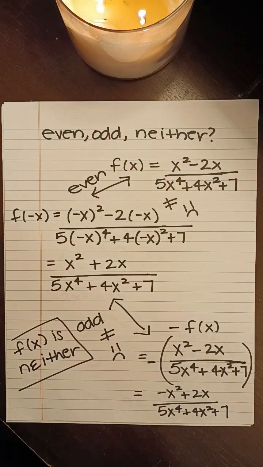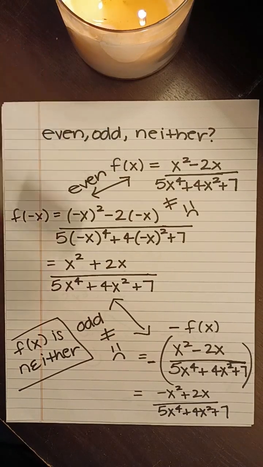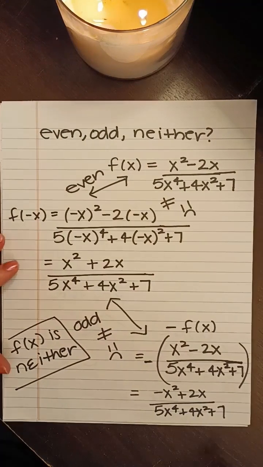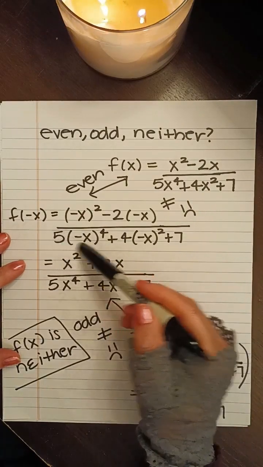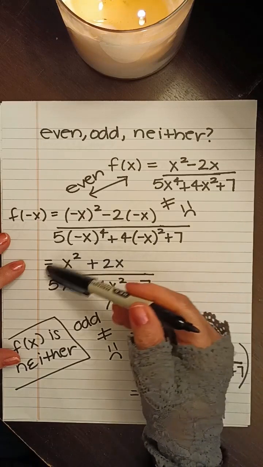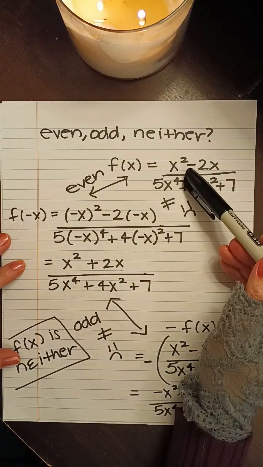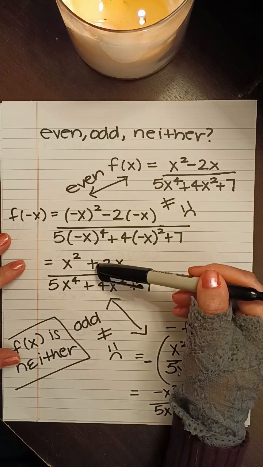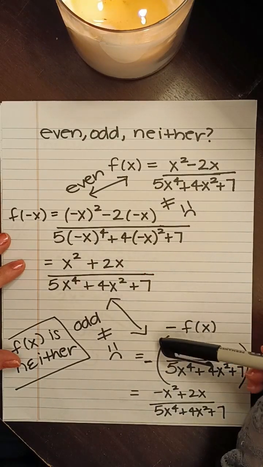So just a quick recap. If the result from f of negative x is the same as the original function f of x, then f of x is even. So we replace all the x's in f with a negative x to simplify. So in our case, this is not the same as this, because this is a minus 2x and this is a plus.